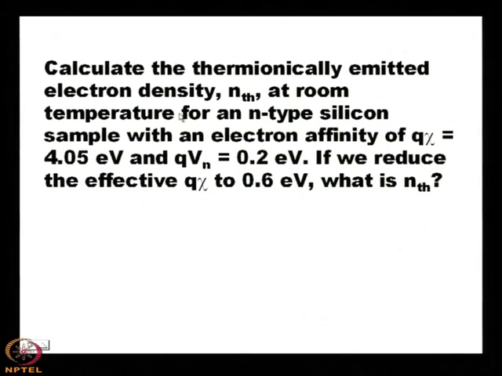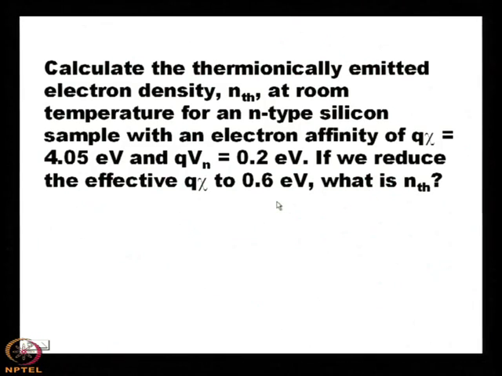Calculate the thermionically emitted electron density at room temperature, that means T is 300 K, and chi is given, Vn is given. So, what do you need? You need NC. You write down the value of NC for N type silicon. It is 2.86 into 10 to the power 19 per centimeter cube, that is NC.